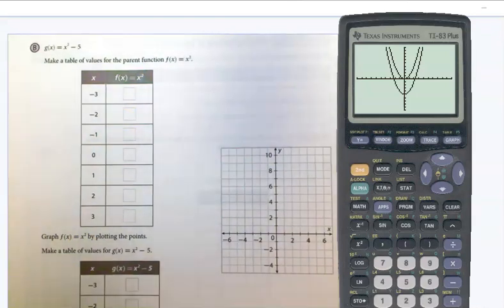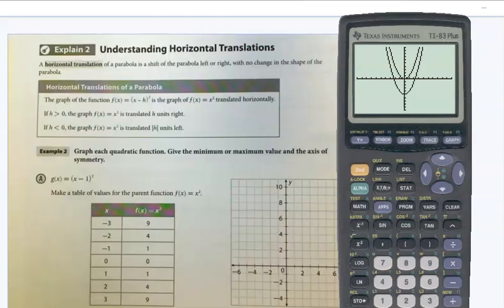All right, so now we're going to do another translation, but this time we're going to look at translating the parent function to the left or to the right. I am now looking at page 790, and it's now talking about a horizontal translation of a parabola. And that would be a shift of the parabola to the left or the right with no change in the shape of the parabola. Okay, so now take a careful look at how they're writing it.